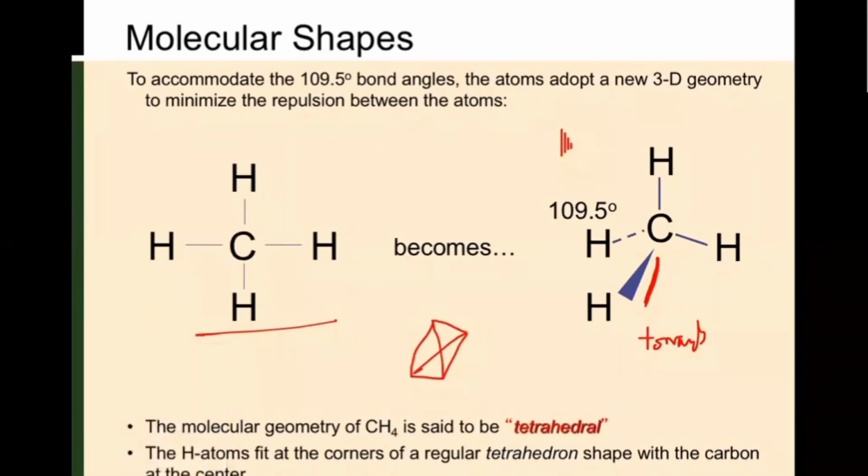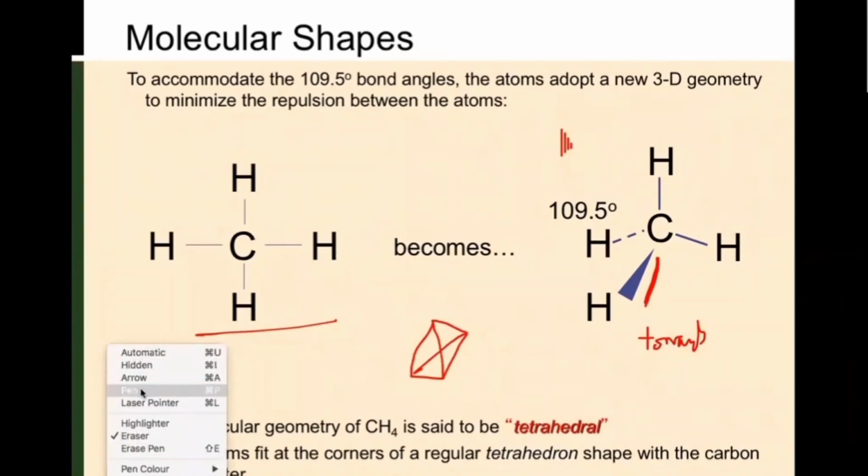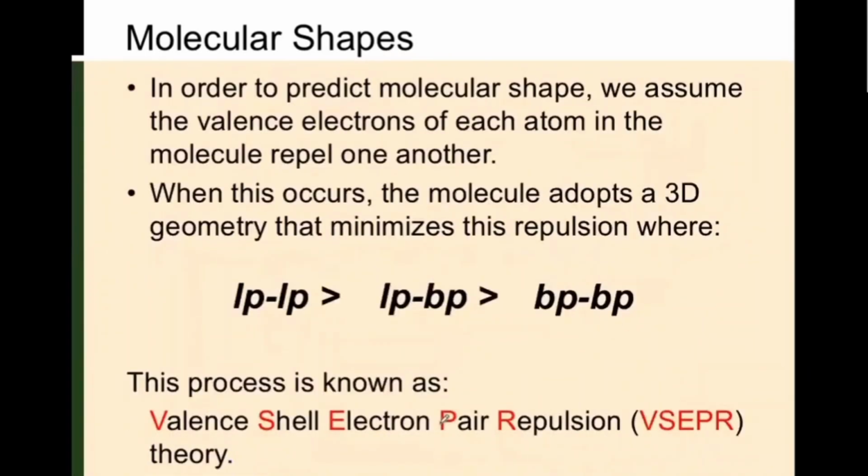Something like that is a tetrahedron. Okay. So molecular shapes. In order to predict molecular shape, we assume the valence electrons of each atom in the molecule repel one another. So if we think about that, they're negatively charged. So there's going to be some repulsion between negative charges. They don't like to be near each other so much. So one of the driving forces here is this repulsion.